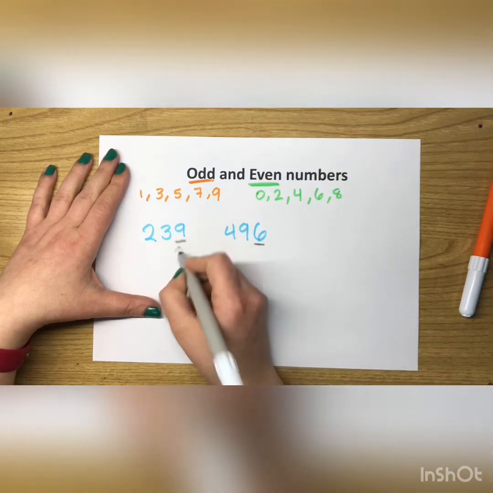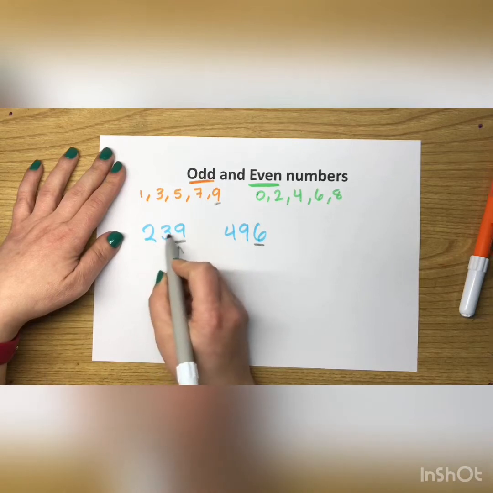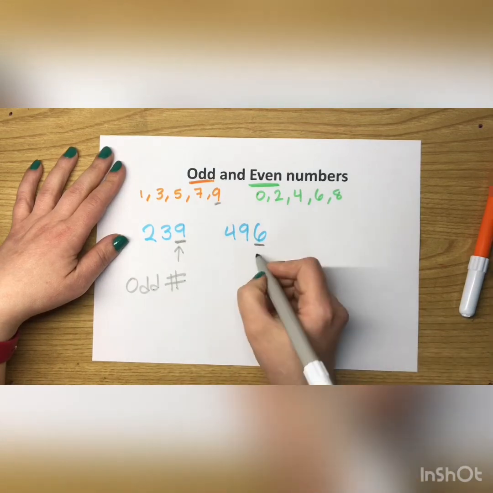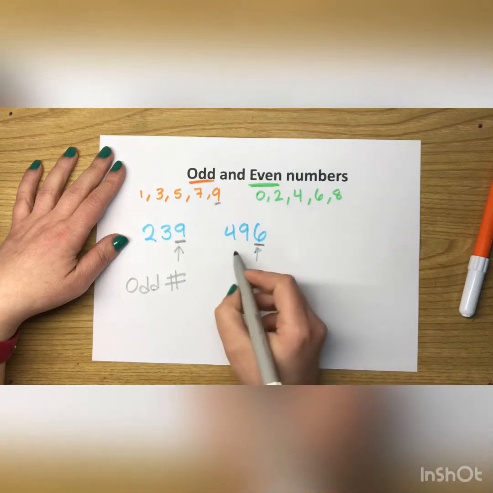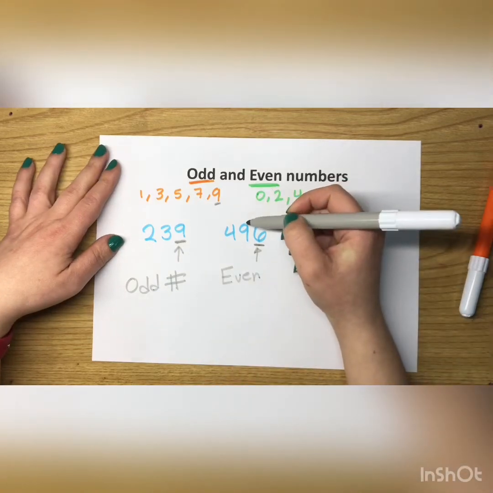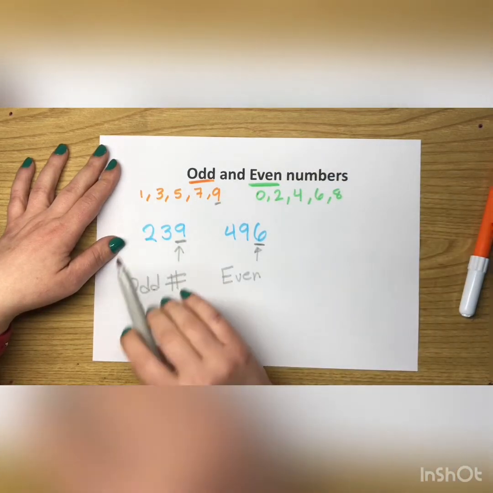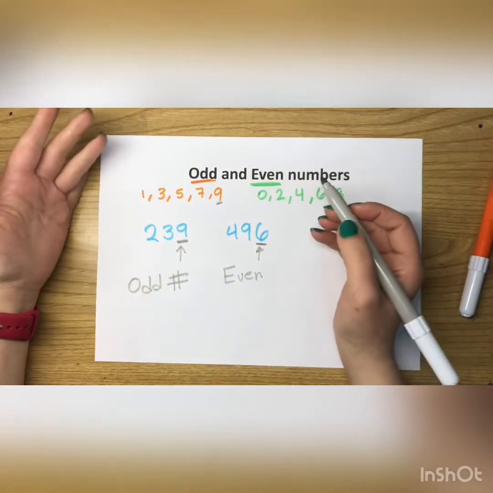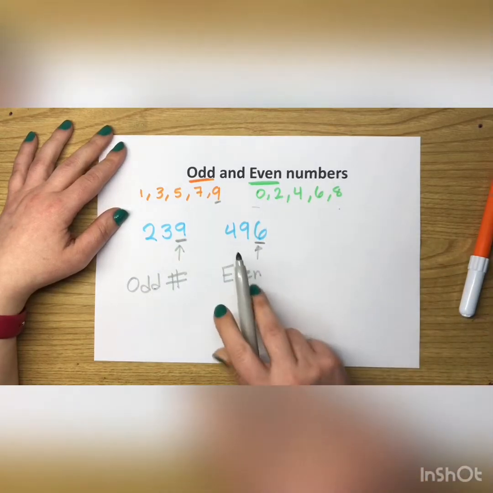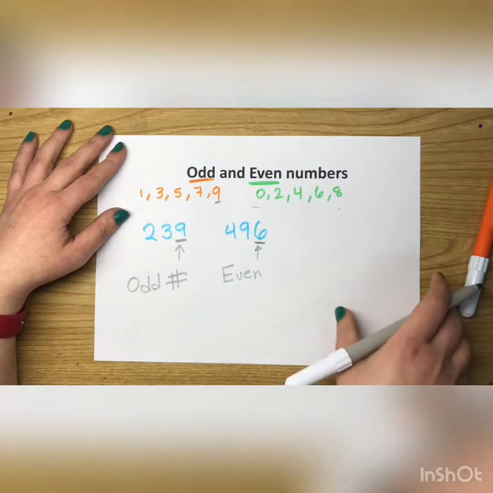Now, since the digit here in the ones place is an odd number, that means 239 is an odd number. But when there is an even number in the ones digit, that means 496 is an even number, although it has 9 as an odd number. How do we decide if the whole number is even or odd? By looking at the ones digit. If it is from the even group, it's an even number. But if the ones digit is from the odd group, the whole number is an odd number.